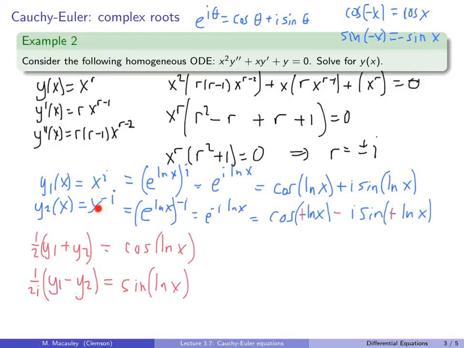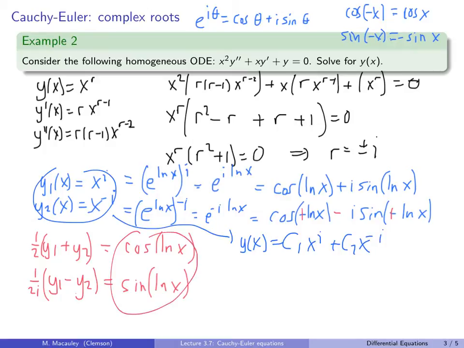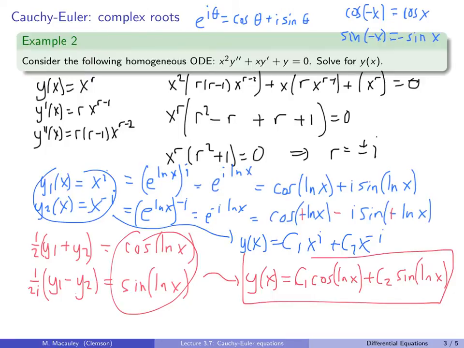So these things form a basis for the solution space. I could write y of x equals c1 x to the i plus c2 x to the negative i, but because of these, I instead prefer to write y of x equals c1 cosine of natural log of x plus c2 sine of the natural log of x. And this is my preferred solution right here.